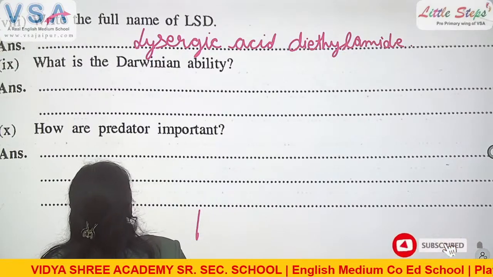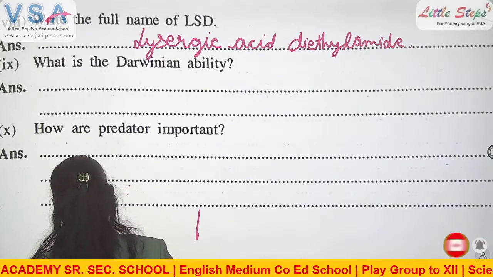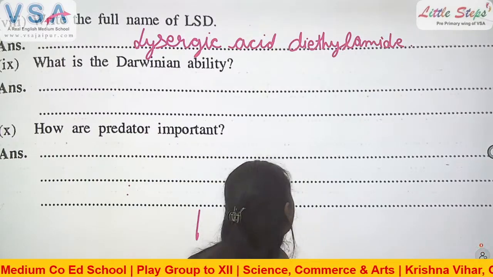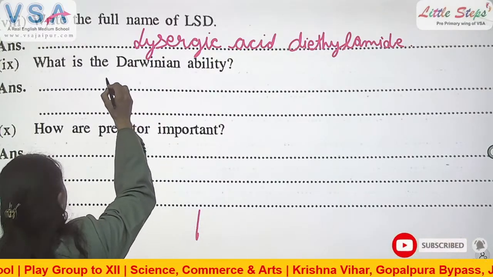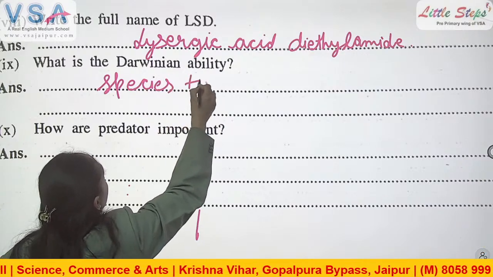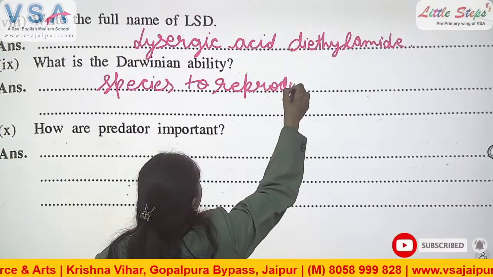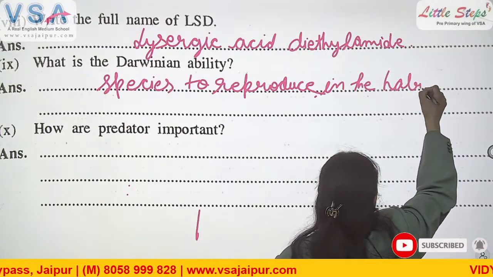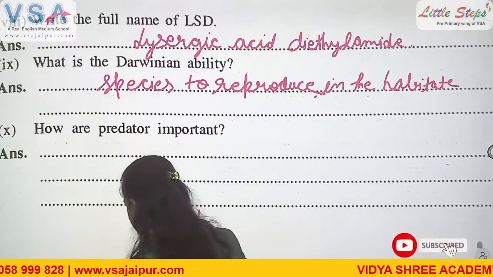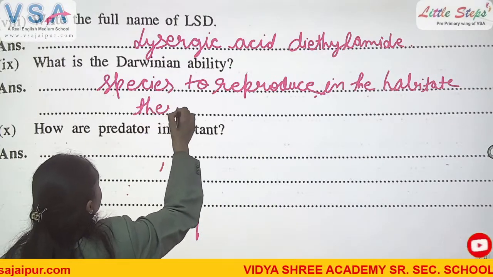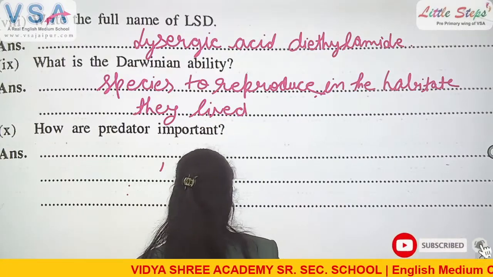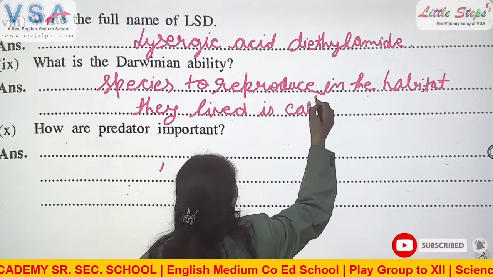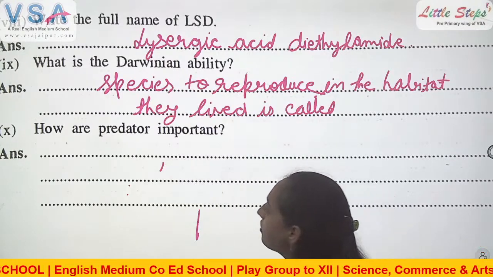Okay. What is the डार्विनियन एबिलिटी? क्या है डार्विनियन एबिलिटी? कि हैबिटेट लिव, कि इसके अंदर स्पीशीज टू रिप्रोड्यूस इन द हैबिटेट. ओके. क्या है हमारी यहाँ पे डार्विनियन एबिलिटी? कि स्पीशीज टू रिप्रोड्यूस इन द हैबिटेट they live is called Darwinian ability.